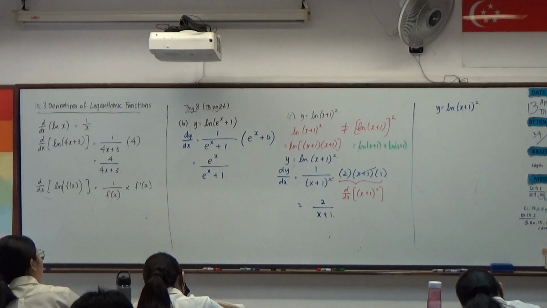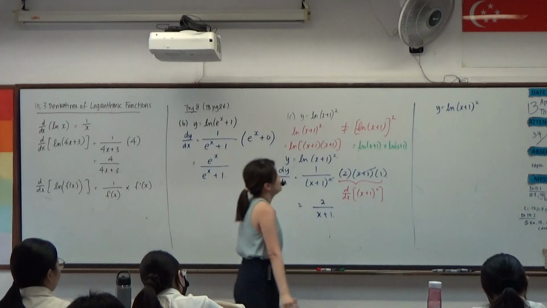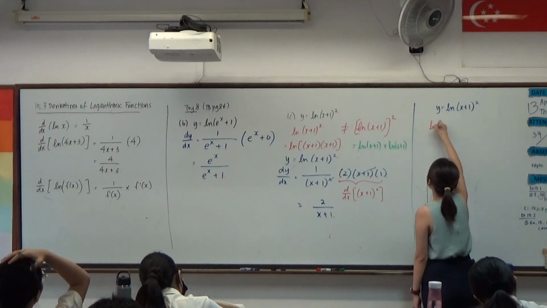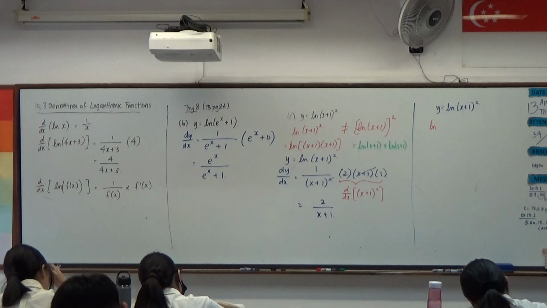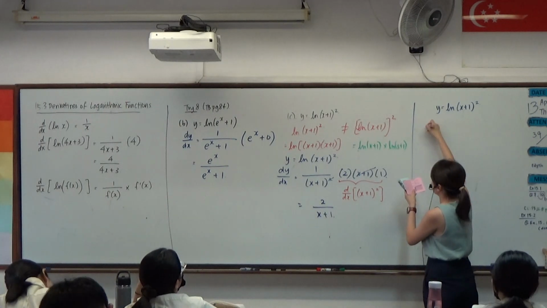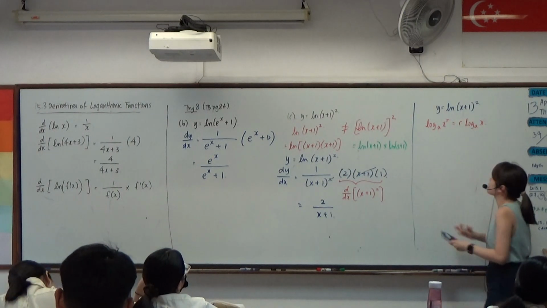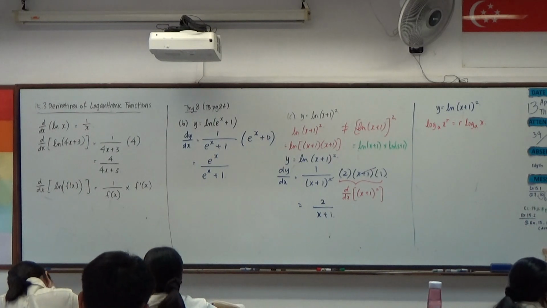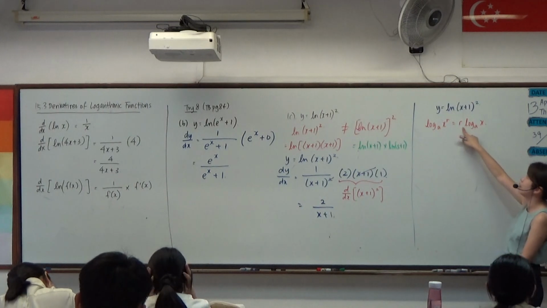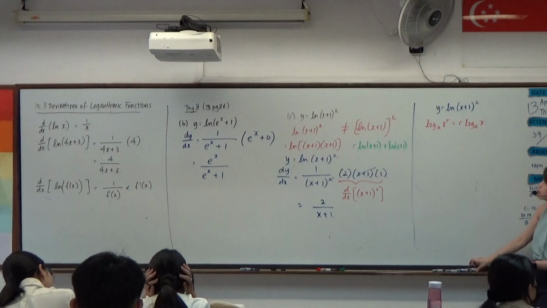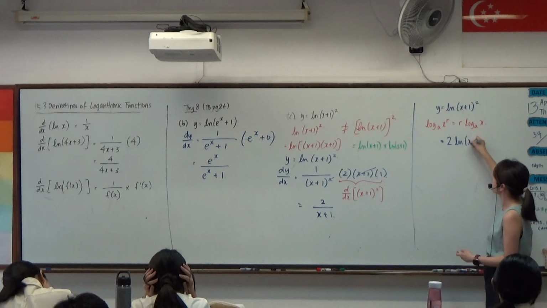The other way to solve it is to make use of your logarithm laws first. Okay? So if you recall your logarithm laws, maybe referring back to what you have in your formula book. One of our laws is that if I have the power inside the logarithm function, I can bring down the power and write it this way. So that is possible for this one, whereby I can write it as 2 times ln(x plus 1).